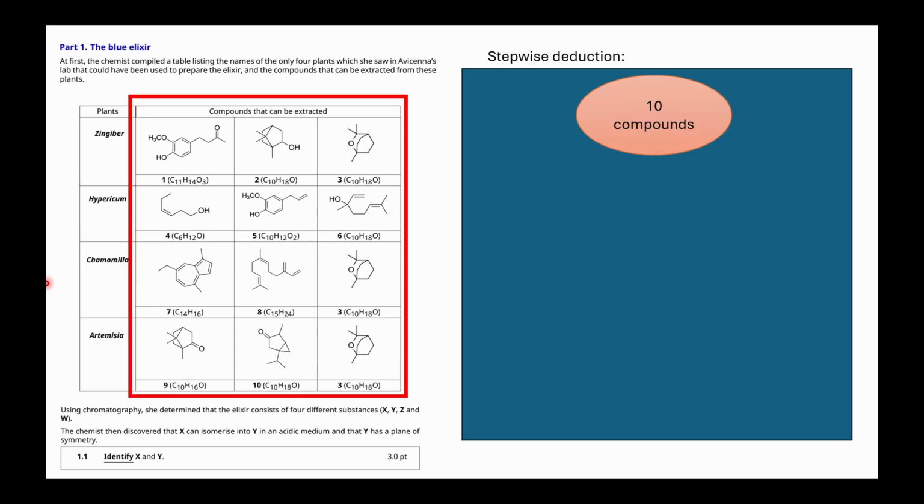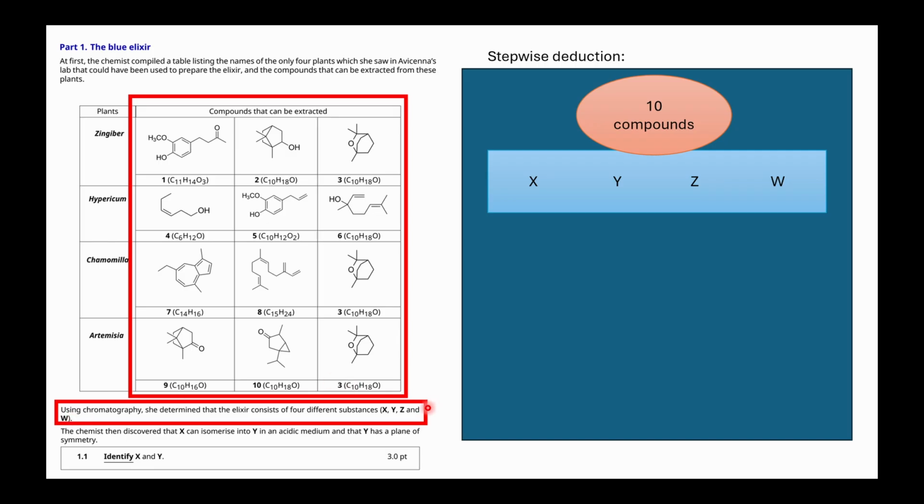So we start off with 10 compounds. I mean, there are 12 boxes here, but only 10 of them are unique. That's the first thing you need to realize. And then you can read the next paragraph, and it says that there are 4 substances here that you need to be concerned with, and the 4 of them come from these 10 compounds. That's the second thing to take note of.